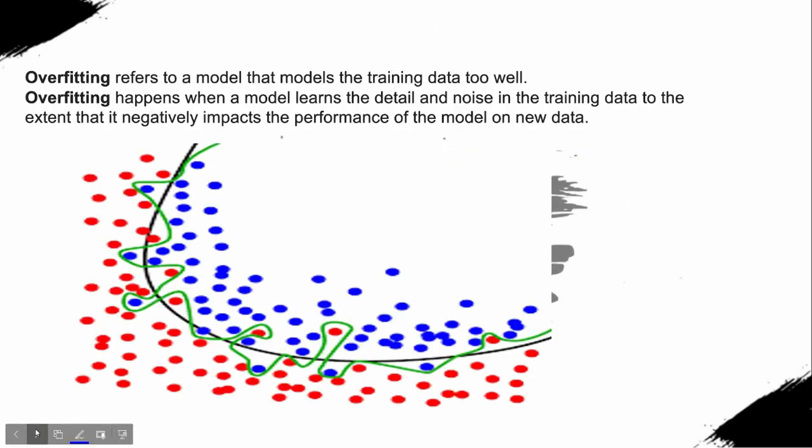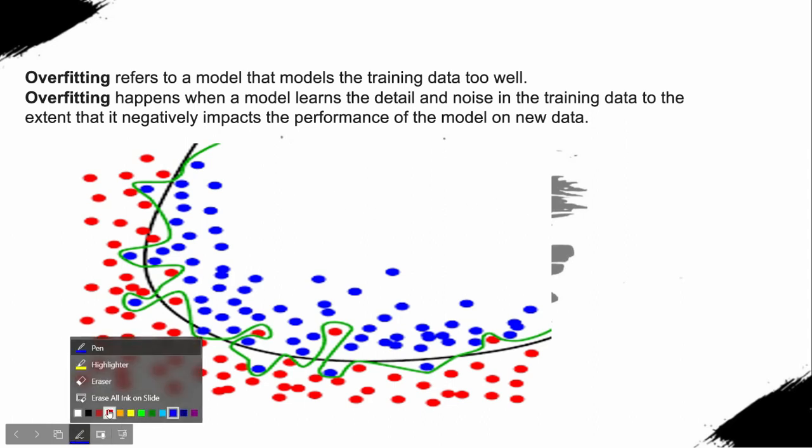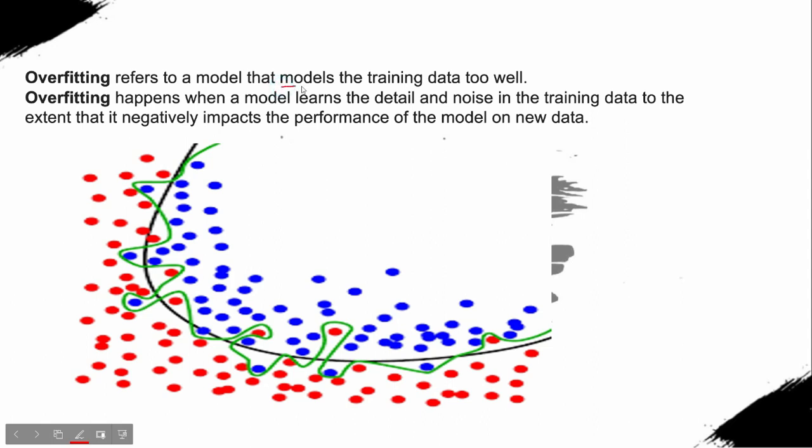And so we employ something known as regularization. Overfitting refers to a model that models the training data too well, because it has seen the training data so well that it does not care for the newer data coming into it.